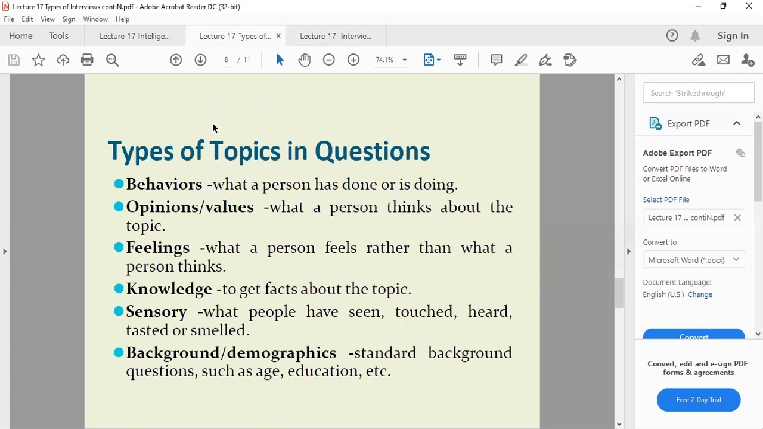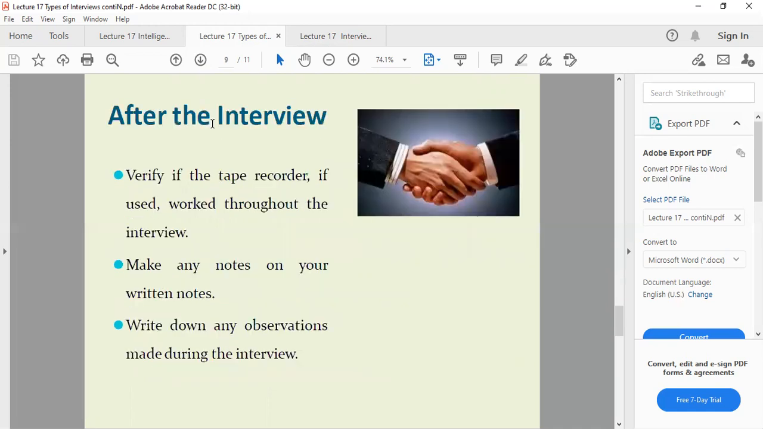Some types of topics in questions: behavior, opinions and values, feelings, knowledge, as well as sensory, what people have seen, touched, heard, tasted, or smelled. And then background or demographics, standard background questions such as age and education. After the interview, verify that the tape recorder, if used, worked throughout the interview. Make any notes on your written notes, and write down any observations made during the interview.